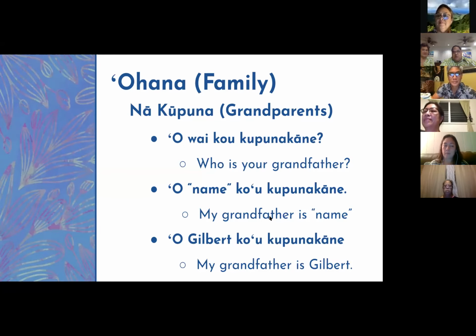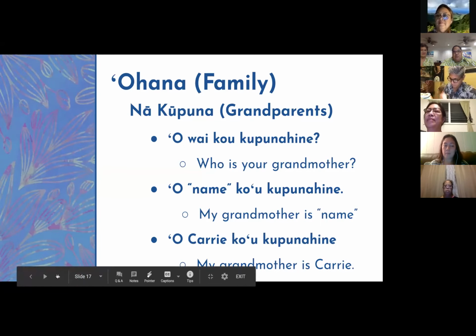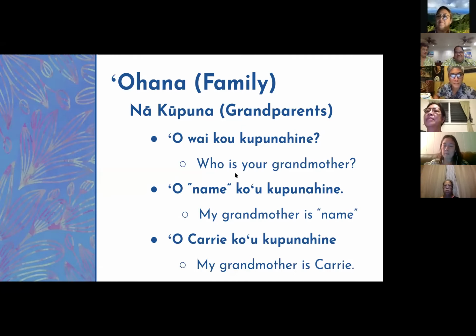Okay. Moving on to our grandmother. O vai ko kūpuna wahine. So you can either use kūpuna hine or kūpuna wahine. I know the older generation, her generation, use kūpuna wahine a lot, but you can use either or. So, o vai ko kūpuna hine, who is your grandmother? My answer, o Hari ko kūpuna hine.